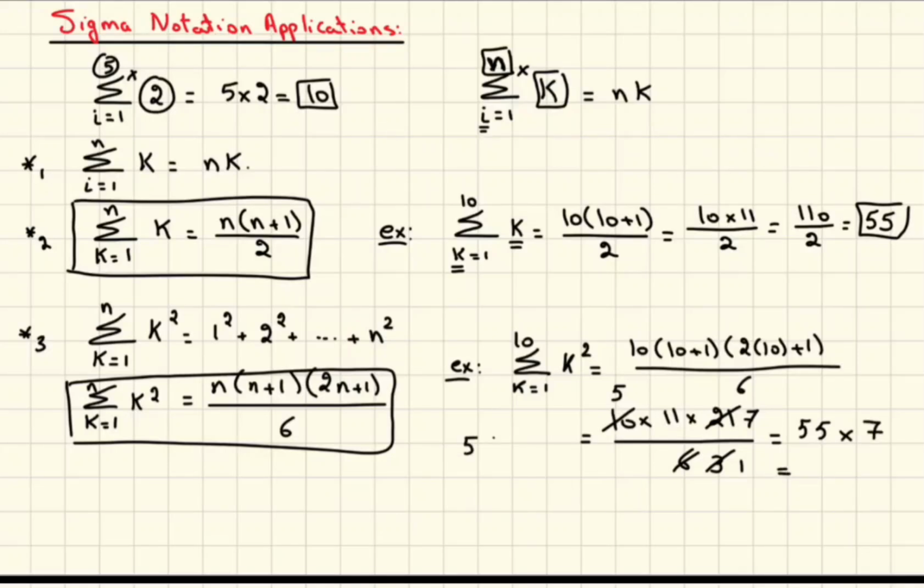Now we can do the 55 times 7 on the side and get our final answer. So 7 multiplied by 5 is 35. Again, 7 times 5 is 35. Add the 3 and we get 38. So my answer here will be 385.